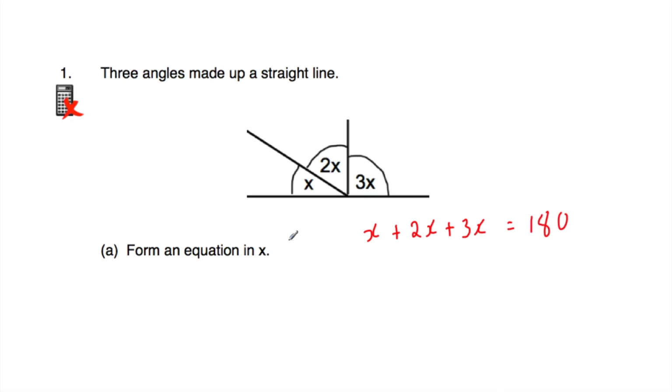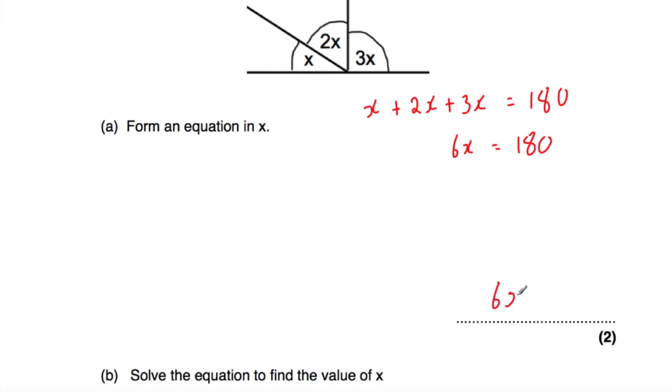Now that's an equation in terms of x. What I'm going to do is simplify this left hand side. If we've got x and we add 2x, that's 3x, and if we add another 3x, that's 6x. So I'm going to write 6x equals 180 degrees. That's our equation. If we add the algebraic expressions, 3x plus 2x is 5x, plus another x is 6x. So 6x equals 180 degrees. Let's write that down. 6x equals 180. So that's our equation.